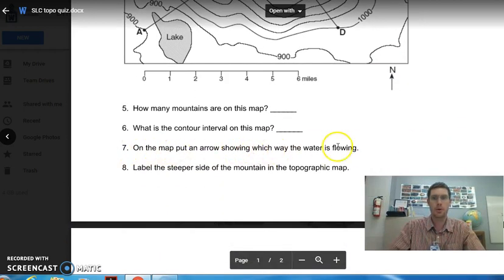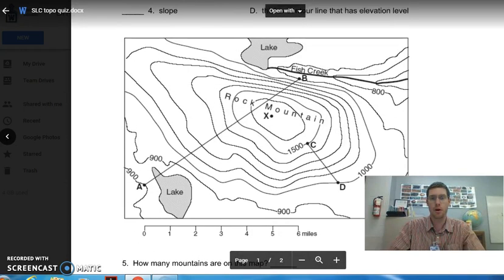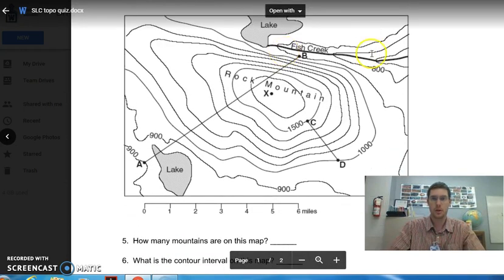On the map, put an arrow showing the way the water is flowing. Well, the water is right here, Fish Creek. Now, your contour lines are making V's at the river, and the V's always point in the uphill direction. So uphill is this way. So you should be drawing your arrow back downhill to show me how the river is flowing.